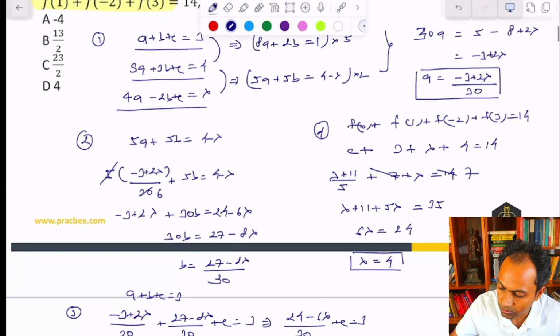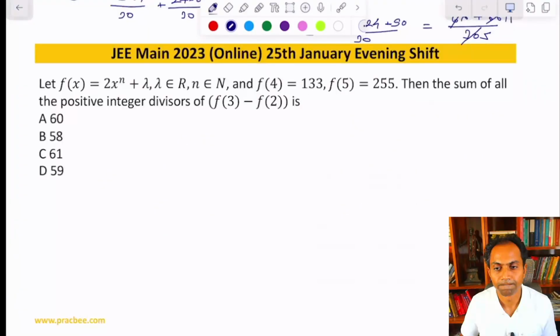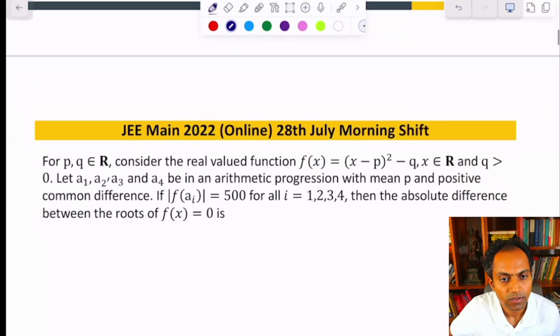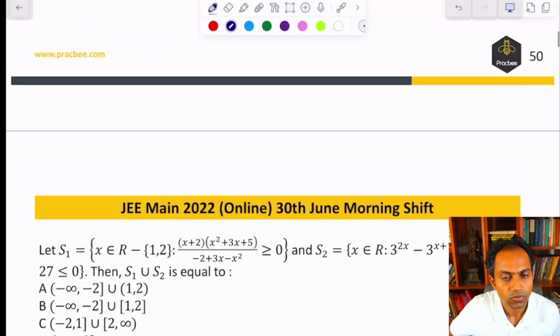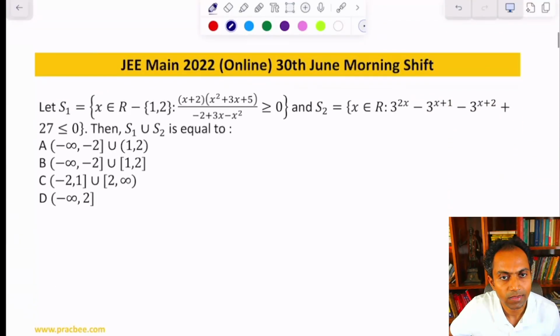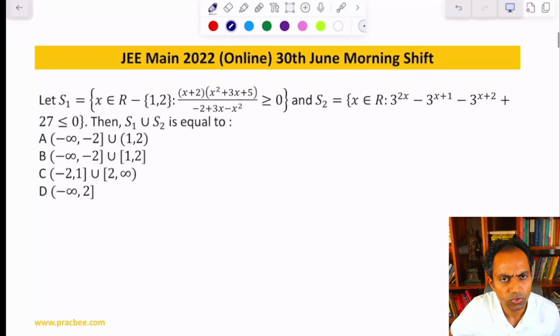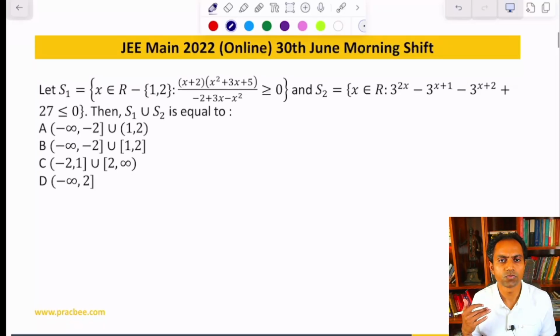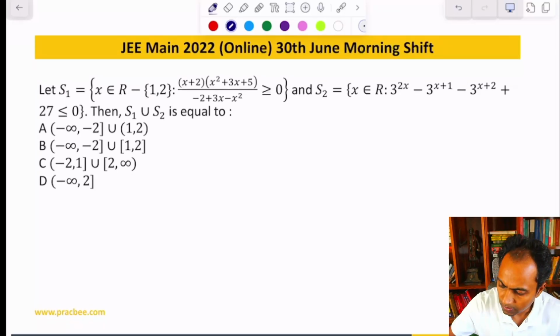Let us check the options. So you can see that option D comes out to be the answer. Now similar kinds of questions were asked in 2023 and 2022, and this is another kind of question, but here you have to use the wavy curve method. Those who don't know the wavy curve method might find this a little bit challenging.